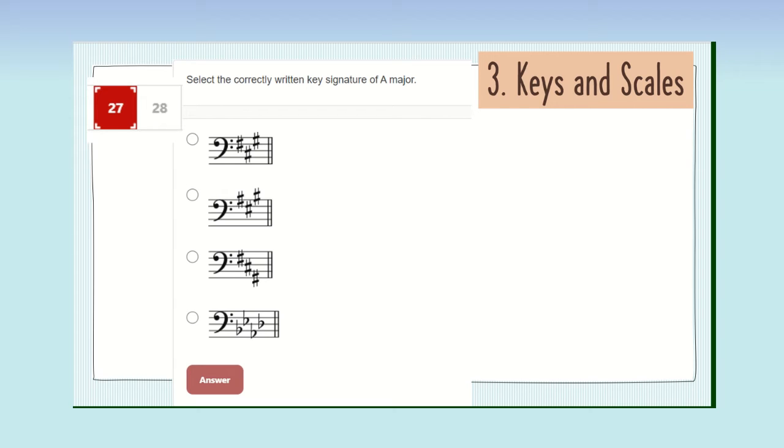Topic number 3, keys and scales. Select the correctly written key signature of A major. So the keyword over here is A major. Okay, so first thinking step, you need to know what kind of key signature A major has, right?